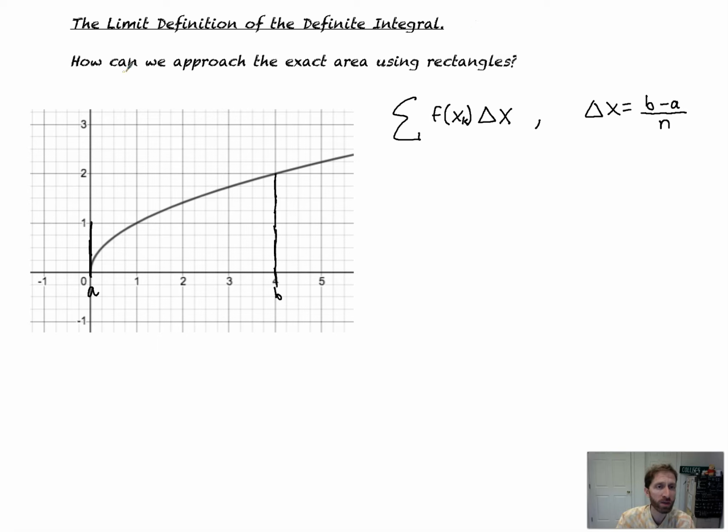The first question that we should start with is, how can we approach the exact area using rectangles? So if you've watched my previous videos, we've gone over how we can estimate the area between this curve and the x-axis between two values a and b. But we've estimated it. How do we get the exact area? How many rectangles will we need?